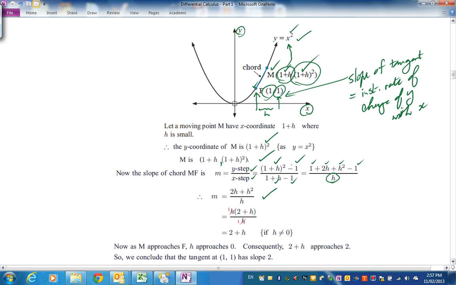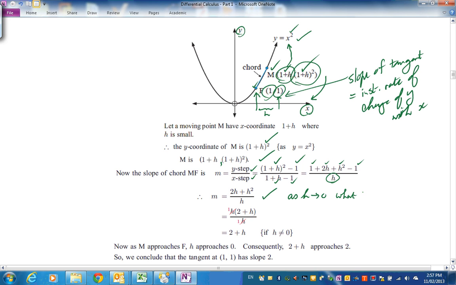Now, he said, what is the limiting value of that? He wanted to know, as h went to naught, as m approached your point along this curve to get to the tangent, what happens?